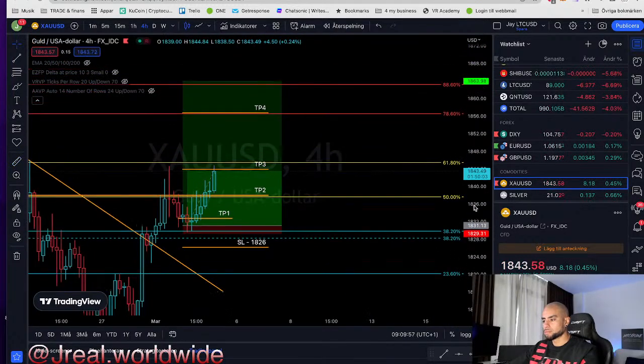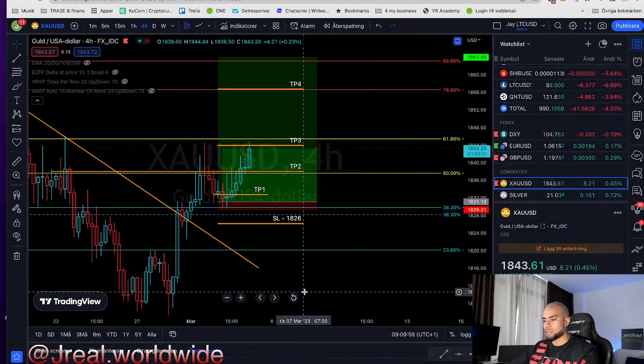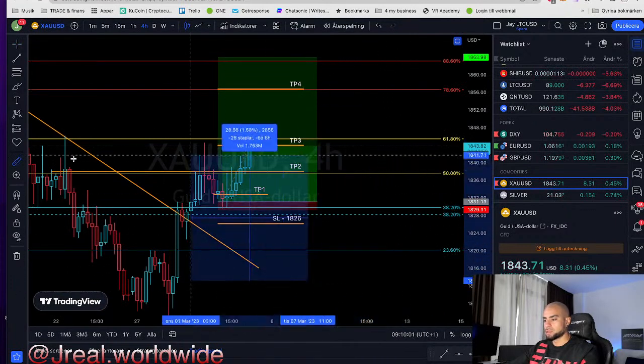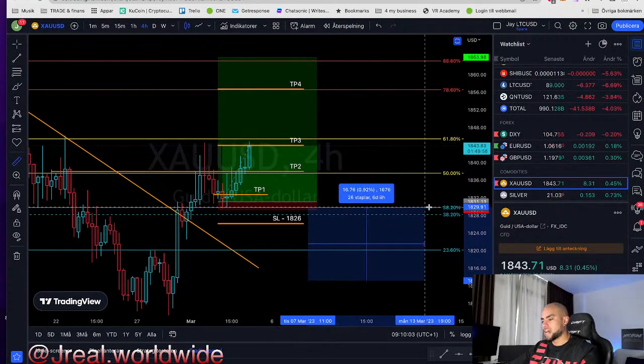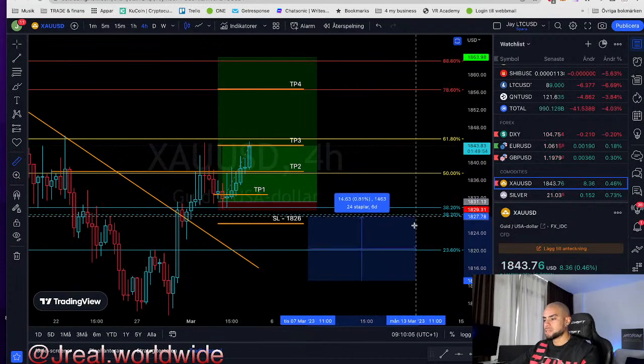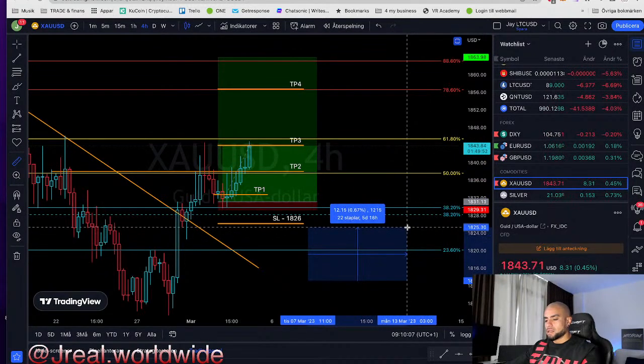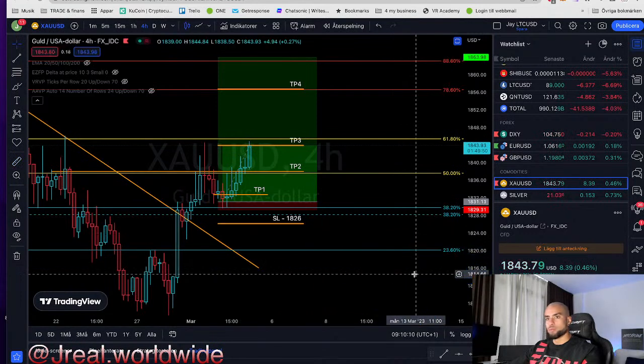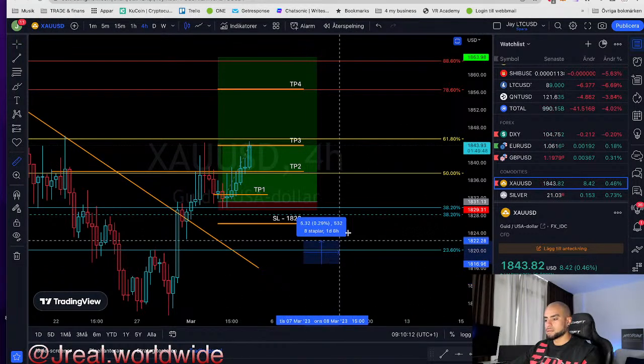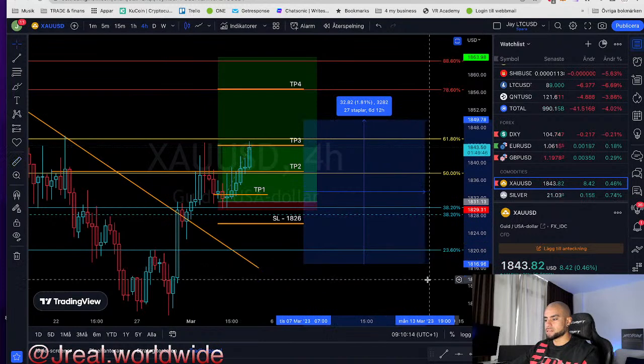That's cool. And if you wonder how I pull out this measure instrument to measure days or time or pips, you hold shift on your laptop or computer, and you just click and drag it, and then you have it.